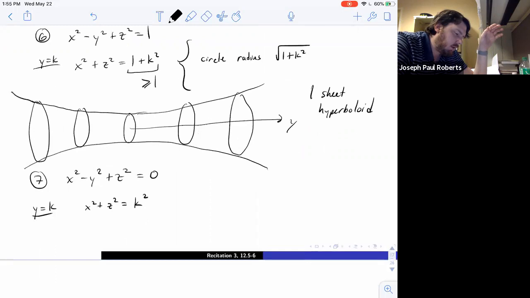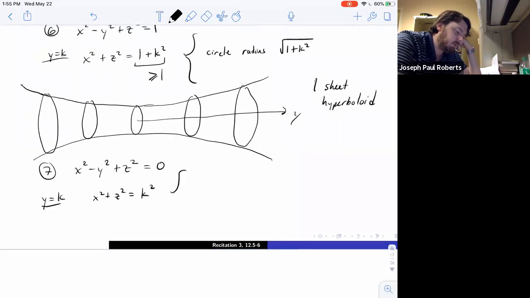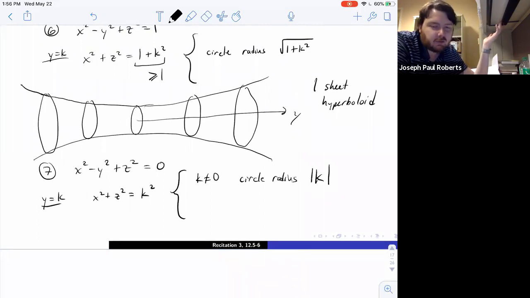And then for this one, we get something a little bit more interesting happening. If k isn't equal to 0, this is a circle of radius square root of k squared, which is the absolute value of k. And if k equals 0, that's the point 0, 0.